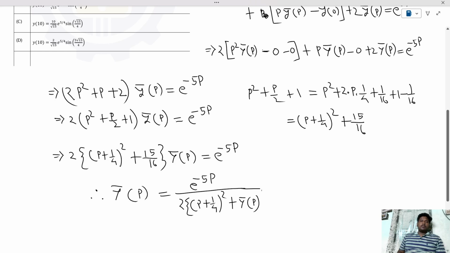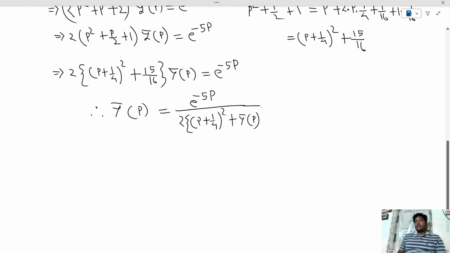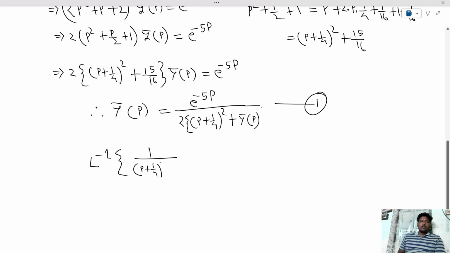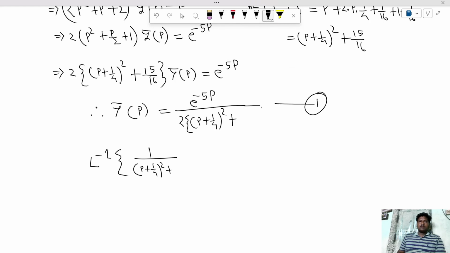Okay, so हम लोग अब Laplace inverse लेंगे, पर पहले Laplace inverse का इसका value हम लोग निकालेंगे. So Laplace inverse of 1 by p plus of 1 by 4 का whole square plus 15 by 16. Okay, so p plus of 1 by 4 plus 15 by 16.